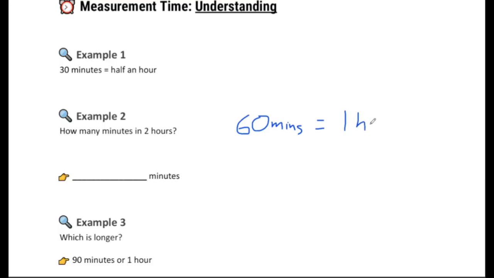equals 1 hour. So we know if we wanted to find 2 hours, we would just have to multiply the 60 minutes by 2. So we would have 60 minutes multiplied by 2 hours equals 120 minutes. So that'll be our answer.